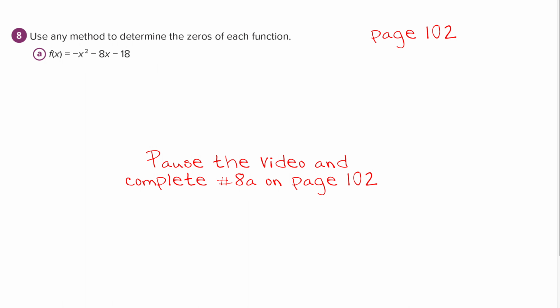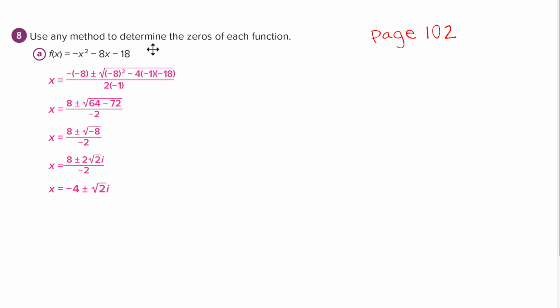Okay, so lastly here, I'm going to write down the solution. Go ahead and double check yourself. You should get negative 4 plus or minus the square root of 2i. And that's how you do it. All right, good luck to you. That's a long lesson, but it's all about our imaginary numbers here.